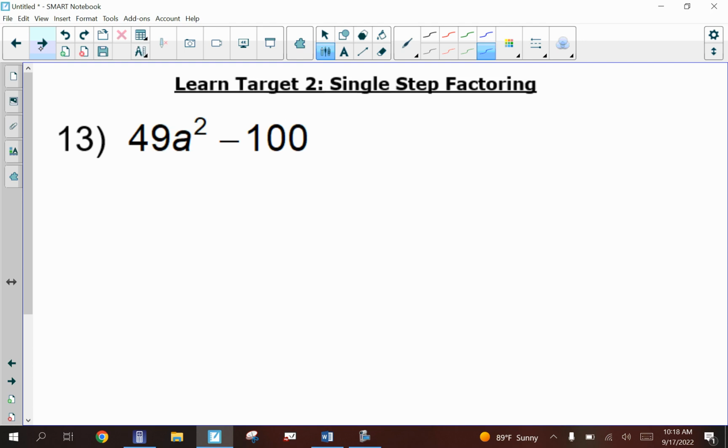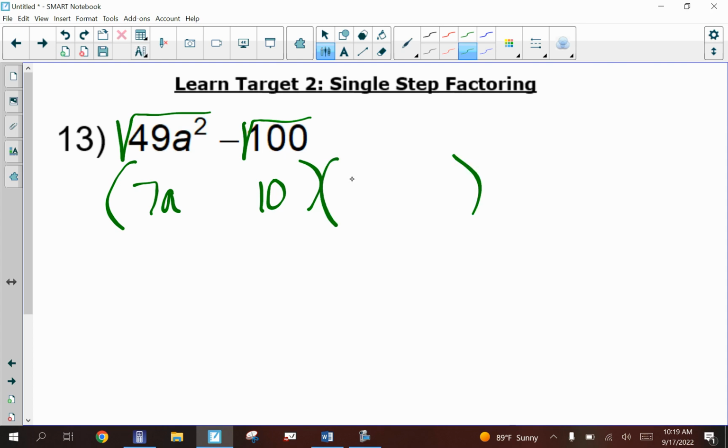Okay, this next one, notice how it only has 2 terms. This looks like it's going to be a difference of squares. The reason I know that is because I can take the square root of 49a squared, and that's just going to be 7a. If I take the square root of 100, that's going to be 10. Now the pattern for these is, when you have a difference of squares, what's going to end up happening is you're going to simply make a copy of it.